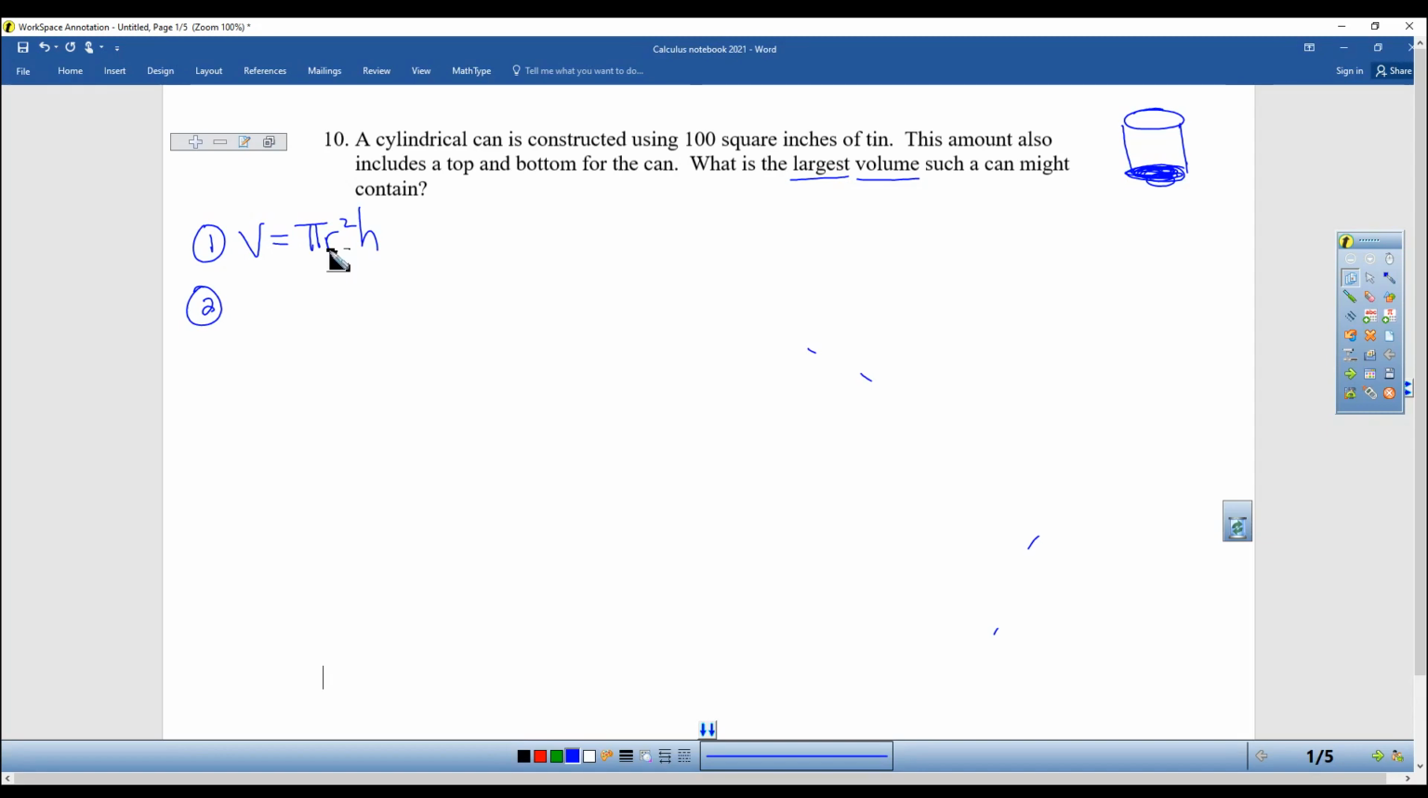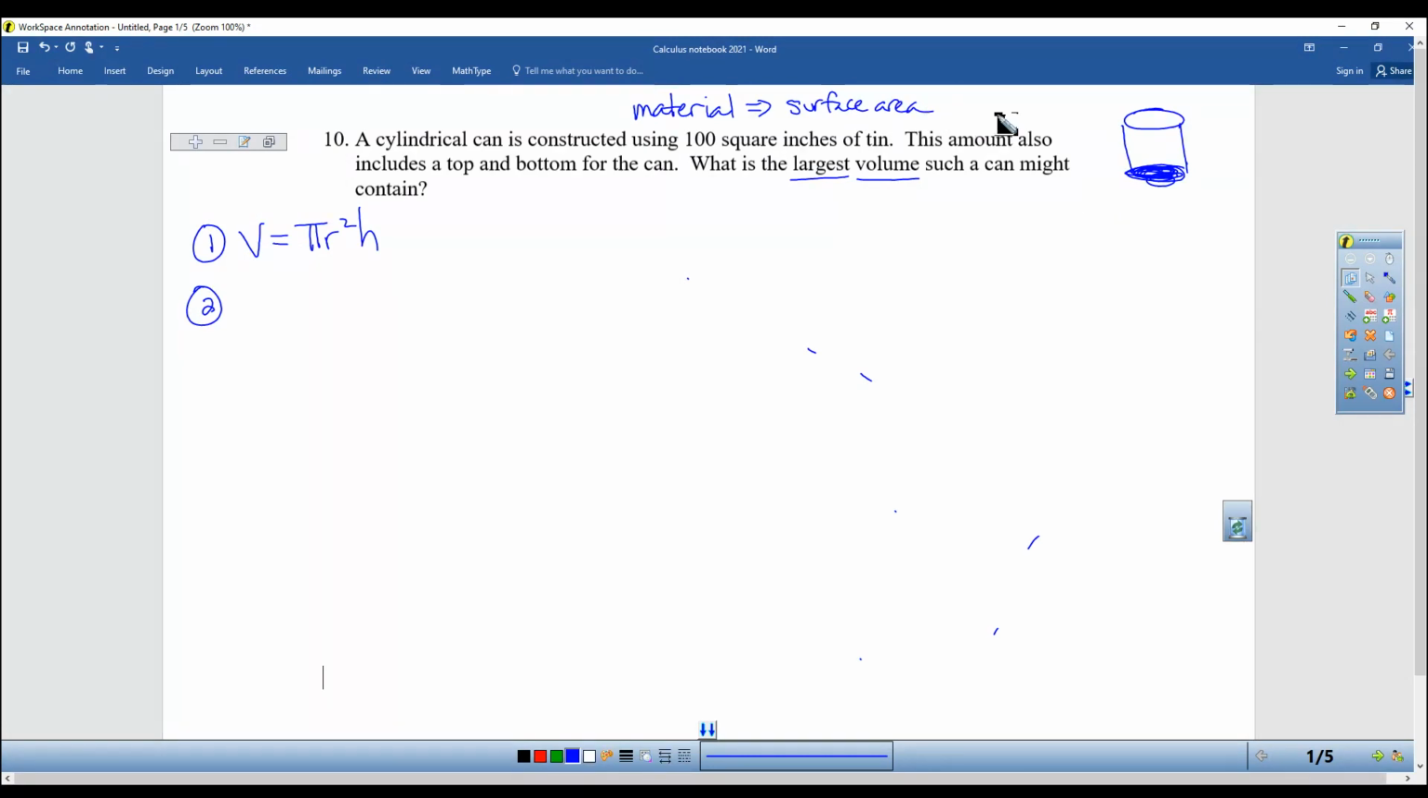Obviously, we could just make the radius and the height a gazillion and we'd have a huge volume. But we're being constrained by the fact that we only have 100 square inches of tin. So your job is to know that material is always going to be related to surface area. Your construction material is going to be related to your surface area.